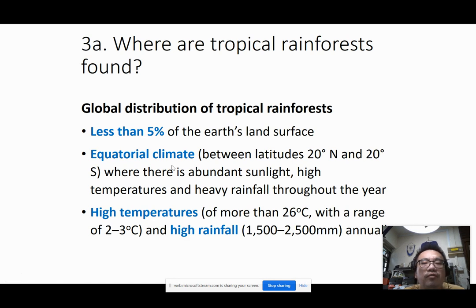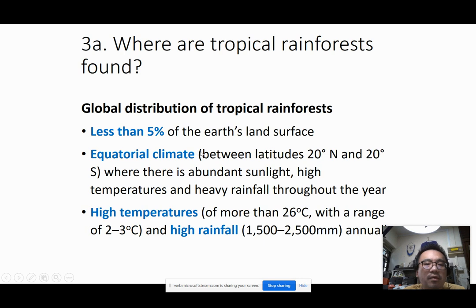Now, where in the world can you find equatorial climate? It is between these two latitudes, 20 degrees north and 20 degrees south of the equator. This is a very narrow band, right, that actually stretches across the equator. And in this band, because it is very near the equator, you have abundance of sunlight, you have high rainfall, high temperature, and these are excellent conditions for plants to grow. So therefore, it can support the growth of rainforest.